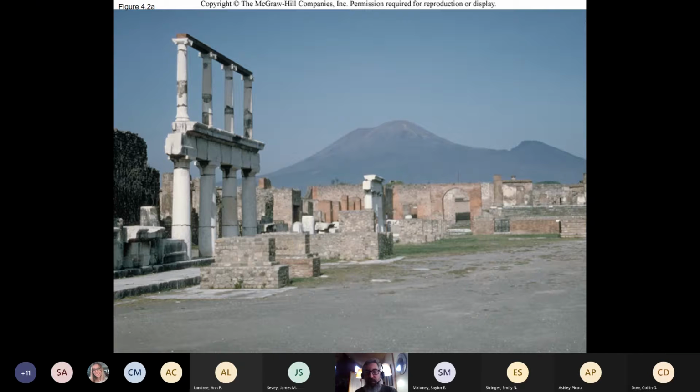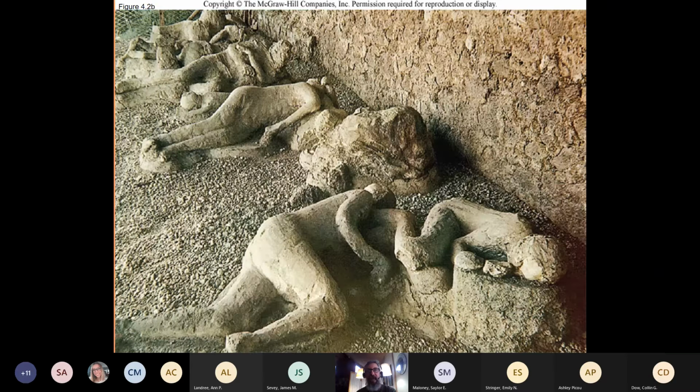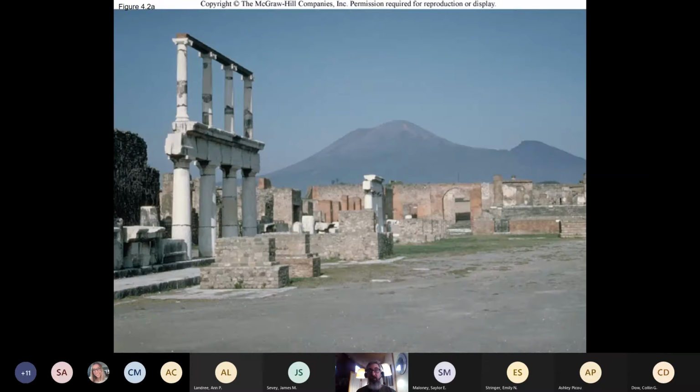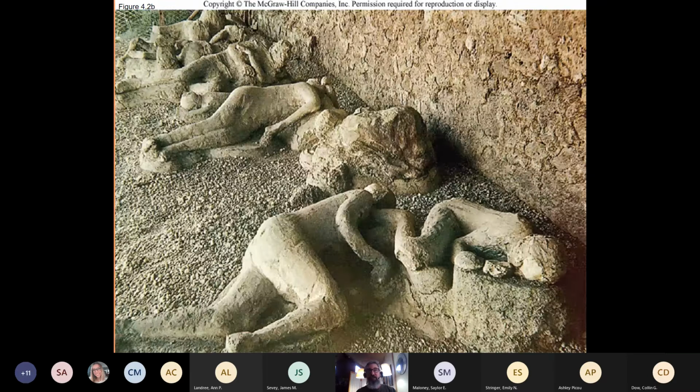The area was buried so quickly that the outlines of people's bodies were preserved in the ash, which fell in these gruesome death positions. So another thing that we study about volcanism is the destruction that it causes.